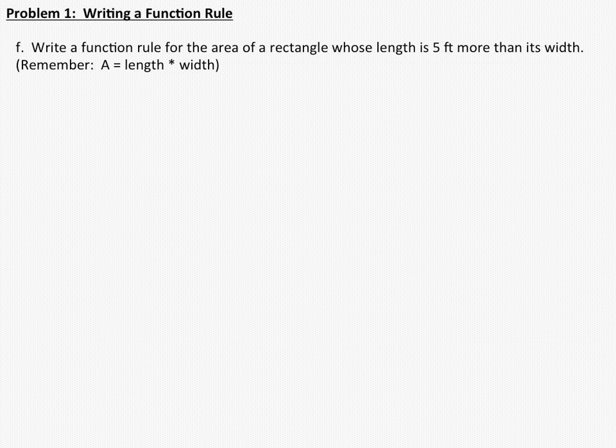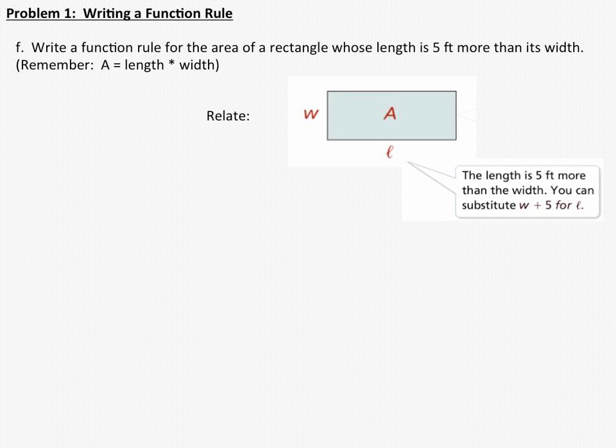Write a function rule for the area of a rectangle whose length is 5 feet more than its width. Remember, the area of a rectangle is the length times the width. So there's my picture. Area is length times width. Now remember, in the problem it said the length is 5 feet more than the width.